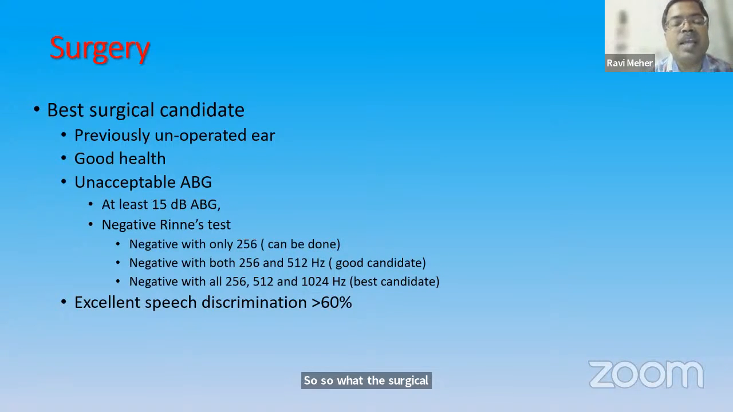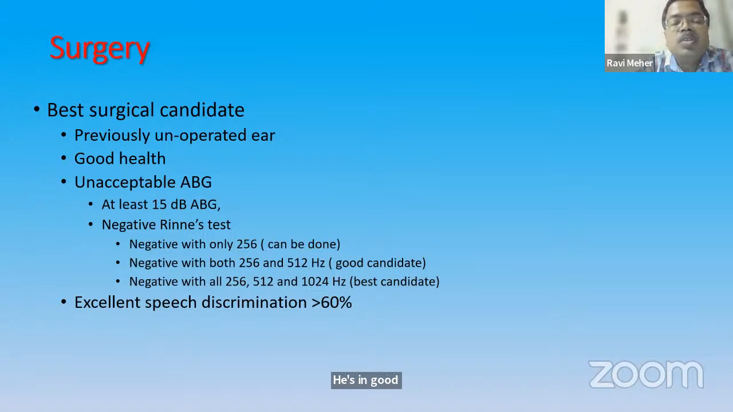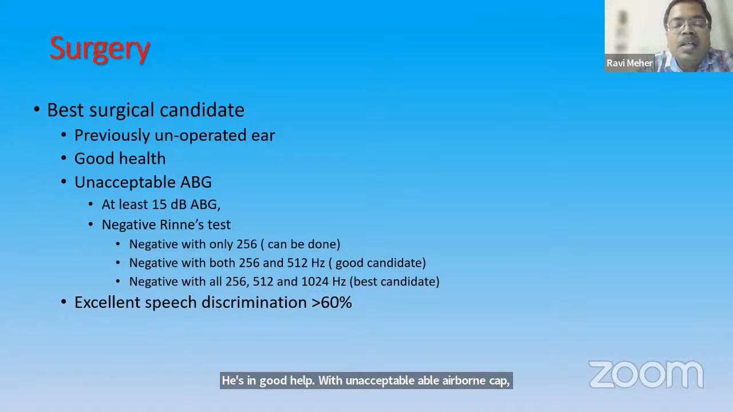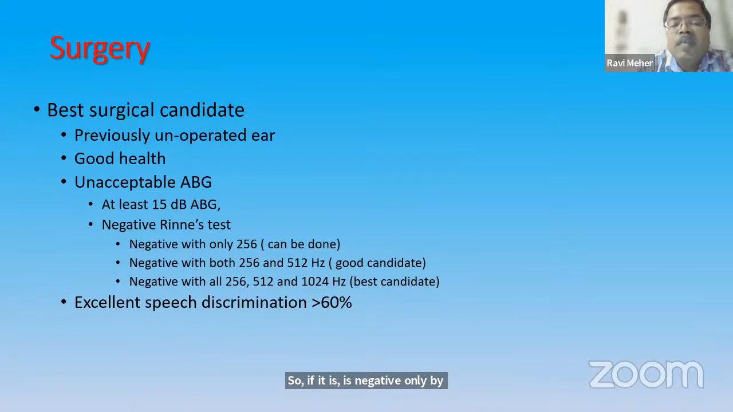So the best surgical candidate is a patient who is not operated, who is in good health with unacceptable airborne gap. There should be at least 15 decibel of airborne gap present. It should be seen by a negative Rinne test. If Rinne is negative only at 256 Hertz, you can do stapes surgery. If it is negative with both 256 and 512, the patient is a good candidate.